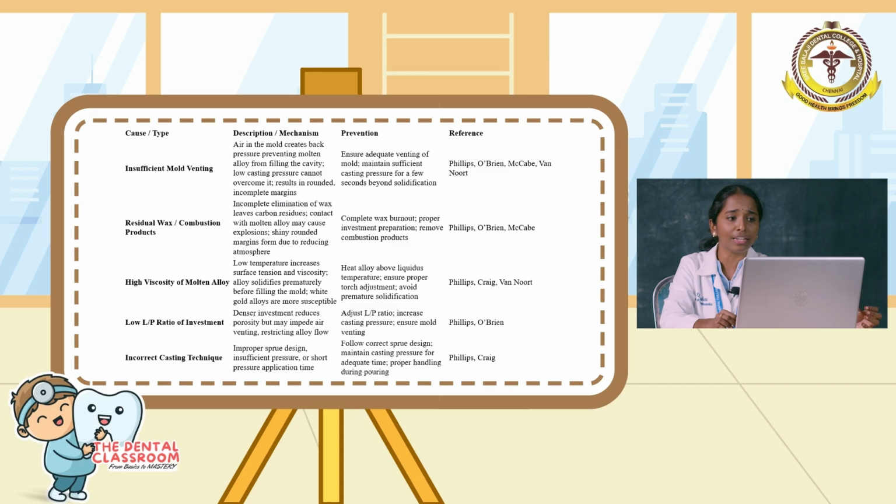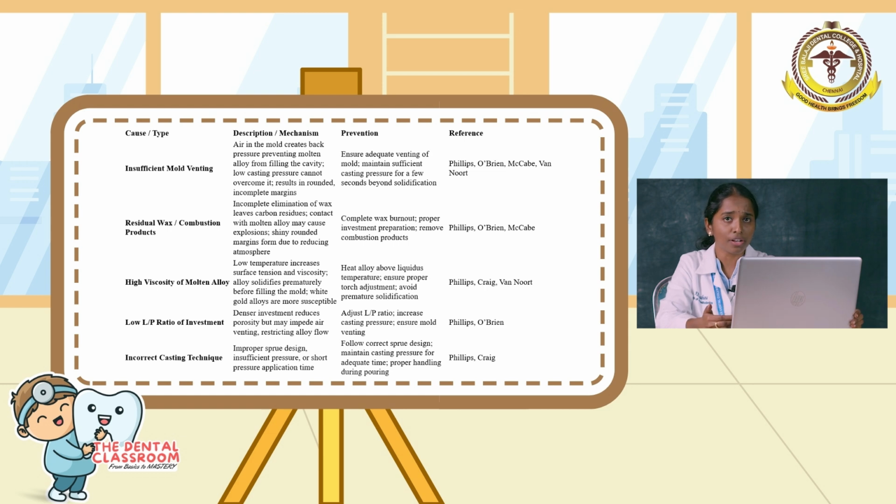The second cause is residual wax or combustion products. This is mainly due to the incomplete elimination of the wax, leaving carbon residues. Contact with the molten alloy may cause explosion. Shiny rounded margins form due to the reducing atmosphere. This can be prevented by complete wax burnout, proper investment preparation and removing the combustion products.